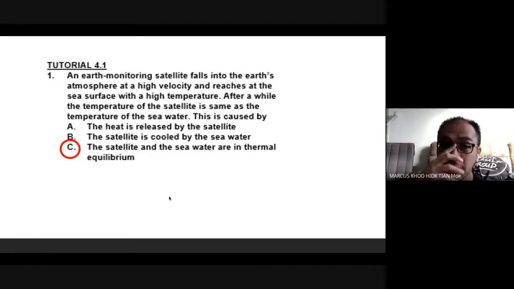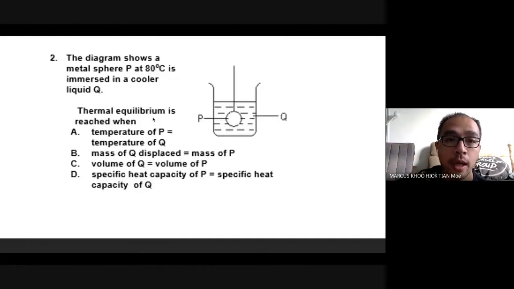These are situations where, when we think about it, it is very simple, but still sometimes some people will get this wrong. So be very careful. The key word is this: the temperature of the satellite is the same as the temperature of the seawater. So you must think, oh, this one is thermal equilibrium. All right, number 2.